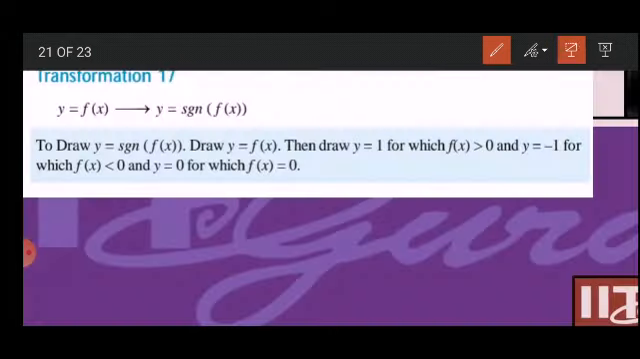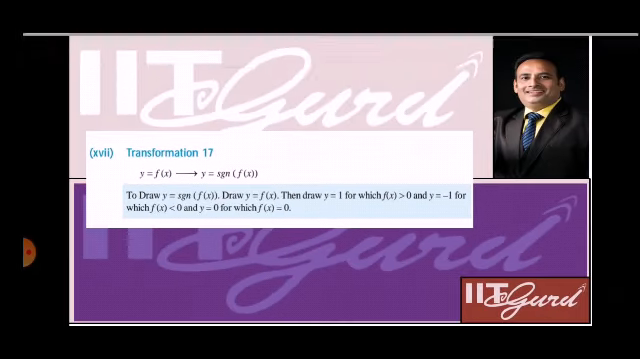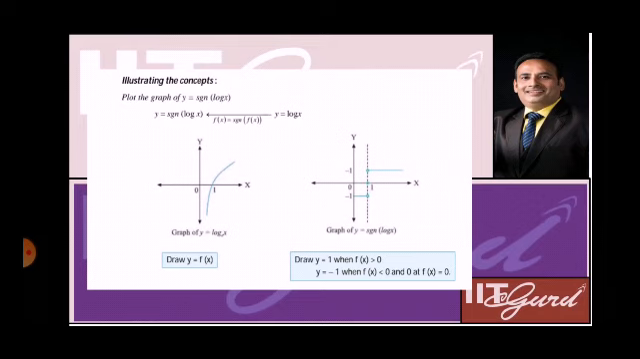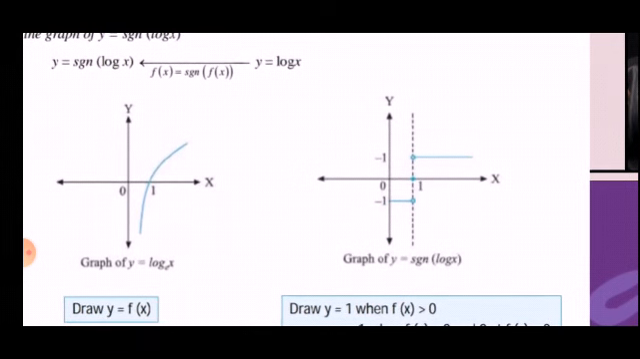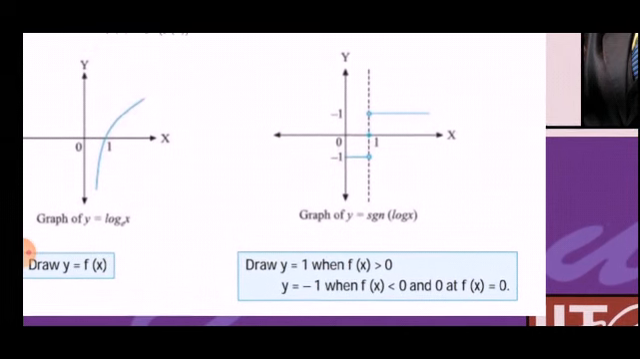Let's take more illustration of SGN of ln x. We have drawn the ln x graph, and wherever ln x is positive, that is x greater than 1, the signum is positive. For x less than 1, we do not go below 0, because the domain of ln x is positive. So you have to draw the line y equal to 1 for x greater than 1, the point y equal to 0 at x equal to 1, and for x less than 1 and greater than 0, the line y equal to minus 1. That is the SGN of ln x graph.